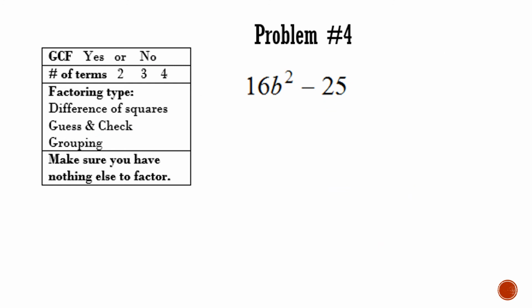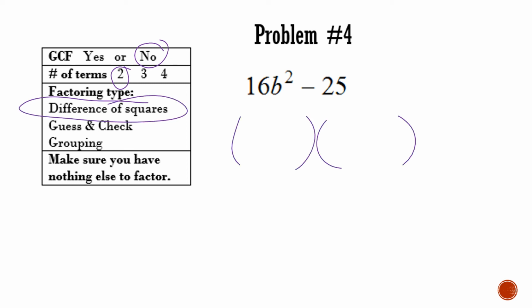Looking at that, they don't have a b in common, and 16 and 25, the only number that they share would be 1, so that doesn't change the problem if I divide by that, so I cannot use GCF. So there's no GCF, and there are two terms here. They are both perfect squares, so I'm going to use difference of squares.